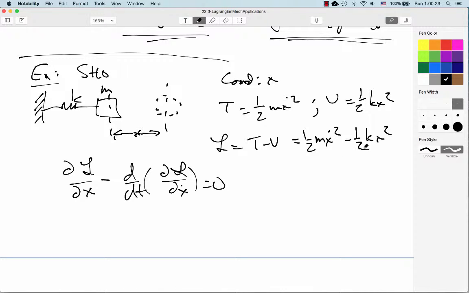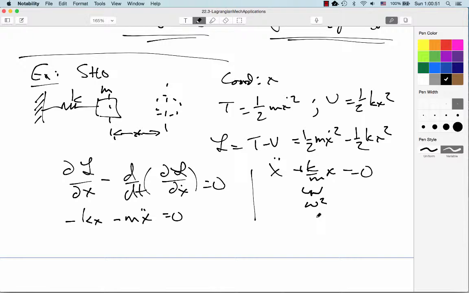So partial L with respect to x, that's going to bring down a 2 to cancel the half, leaves me with minus kx. Let's see here, bring down the 2, gives me m x dot, differentiate with respect to time gives me minus m x double dot equals 0. So that gives me x double dot plus k over m x equals 0. And we know how to solve that. We recognize that k over m is omega squared, so therefore simple harmonic motion with angular frequency root k over m, as we've seen before.